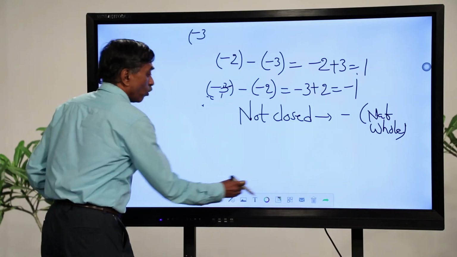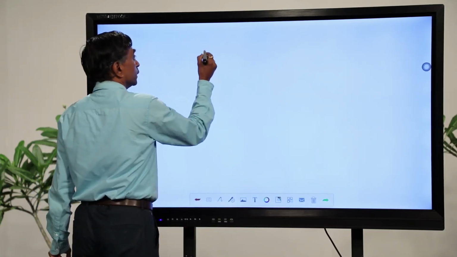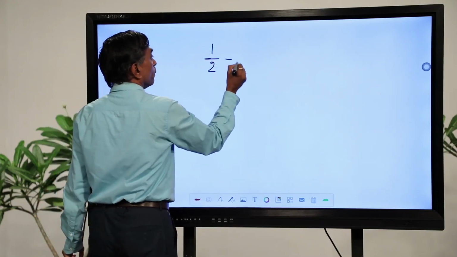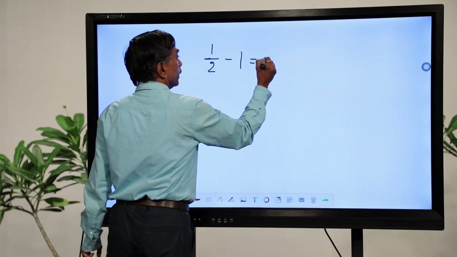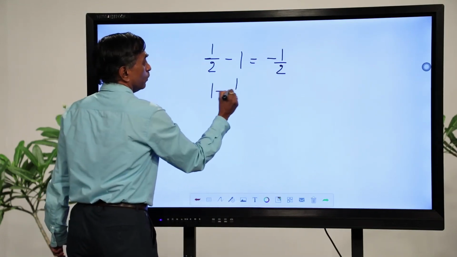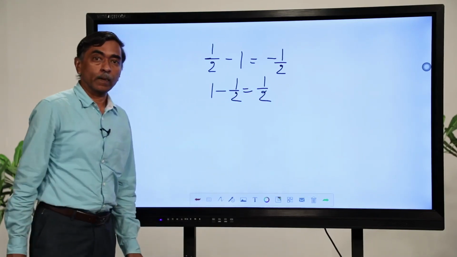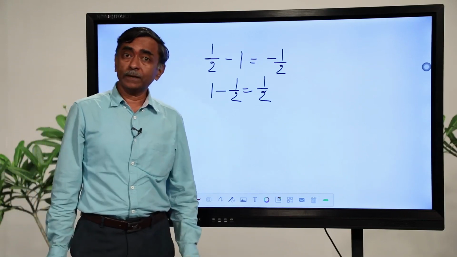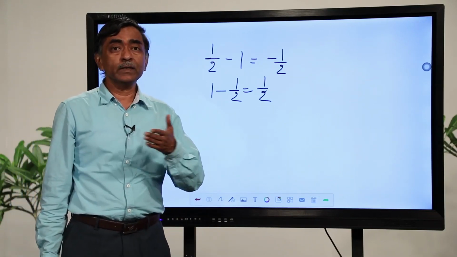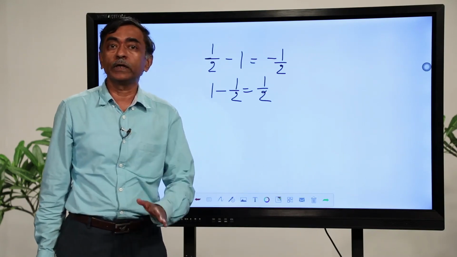Similarly, you can see for the collection of rational numbers. What happens for the collection of rational numbers? I will take the simplest one, 1 by 2 minus 1 if I take, what do you get here? Minus 1 by 2. But you do the other way around, 1 minus 1 by 2, you are going to get here 1 by 2 simply. So, as far as the addition and multiplication operations are concerned, all these number systems, all these collections of numbers are going to satisfy the commutative property.